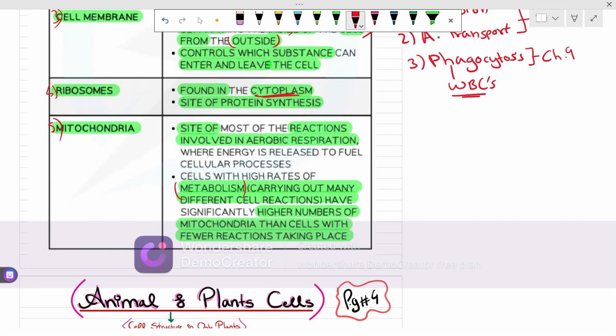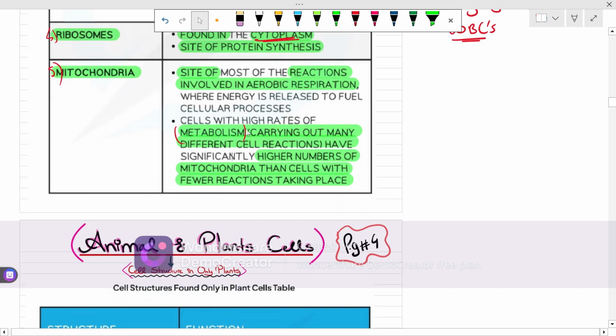So cells that have a high number of reactions taking place have a high number of mitochondria, and cells that have a low number of reactions taking place have a low number of mitochondria. It is directly proportional.